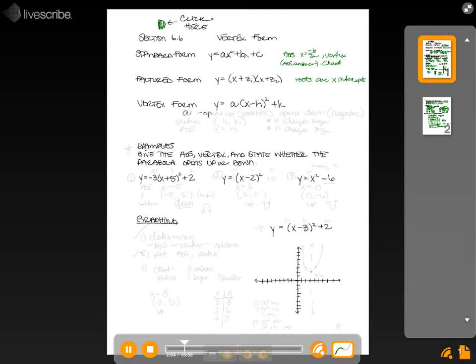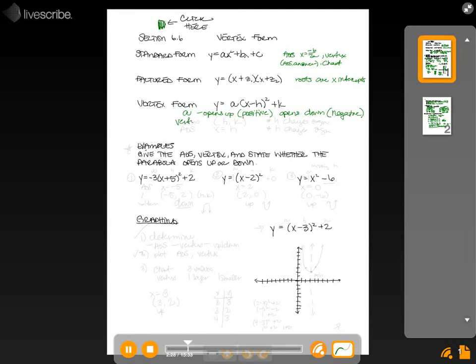A tells you whether it opens up or down. And it's the same as it is in standard form. If A is positive, it's going to open up. If A is negative, it opens down. Okay, that'll be one of the things I ask you for, whether it opens up or down.